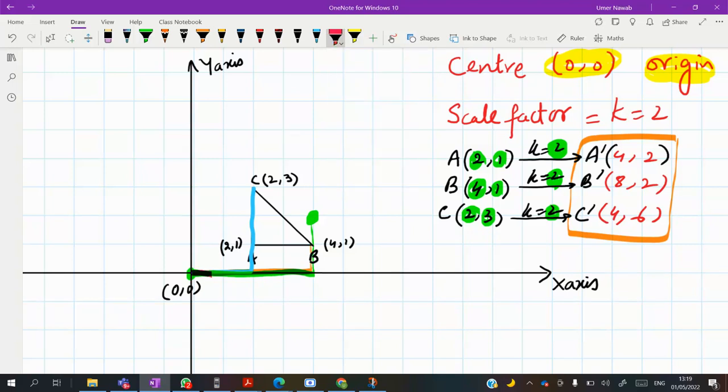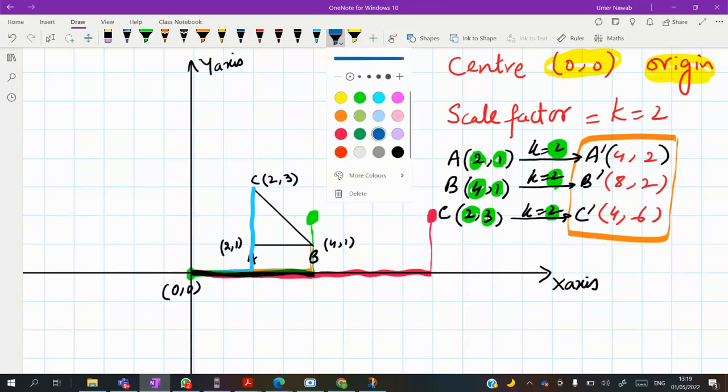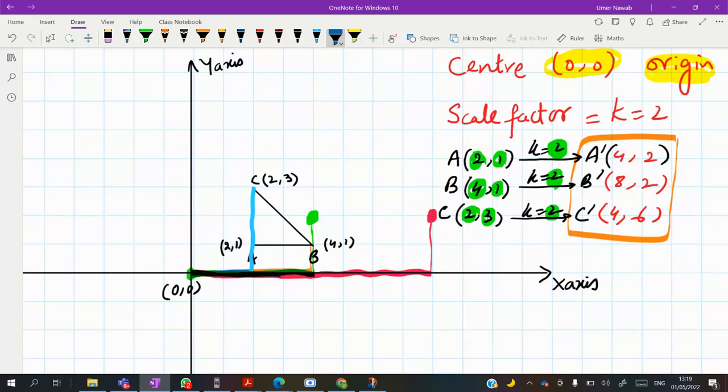Then 8, 2. 1, 2, 3, 4, 5, 6, 7, 8, and we reach this point. 8, 2. 4, 6. 1, 2, 3, 4. 1, 2, 3, 4, 5, 6. So this is the third point. Can we join these points? A new triangle is formed, a big triangle with a scale factor 2, because your scale factor is 2. So this is your A dash, this is your B dash, and this is your C dash.